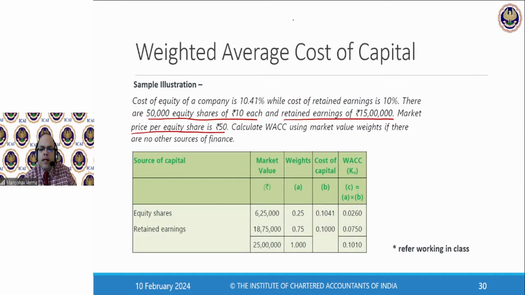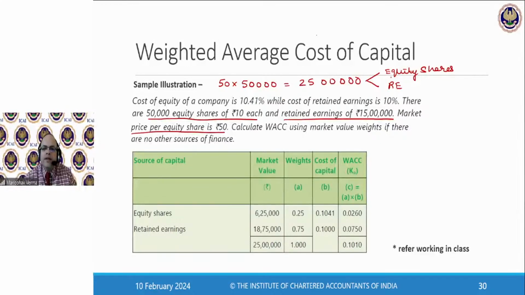What is the total market value of the equity? I believe we're about 50 per share. 50 into 50,000. Can I say 25 lakhs? And if this is inclusive of retained earnings, don't you think this can be split up into what is the market value in proportion to the equity shares, and what is the market value that needs to be allocated to the retained earnings?